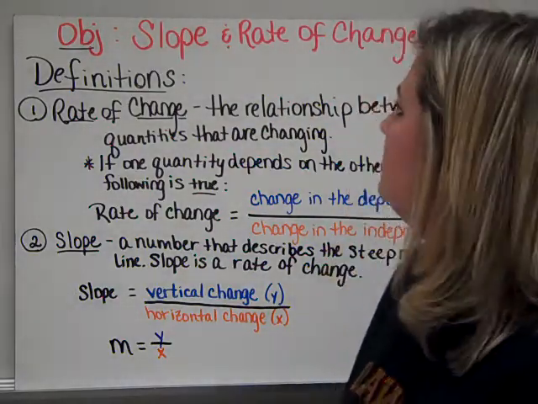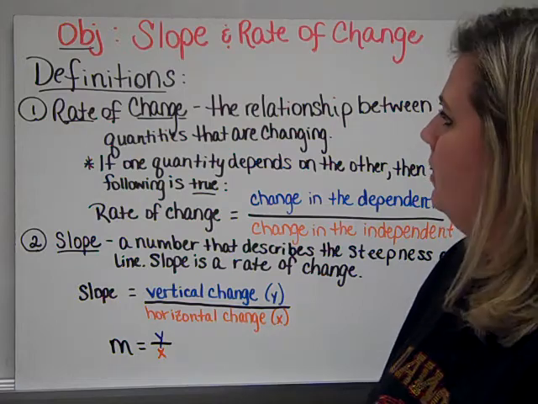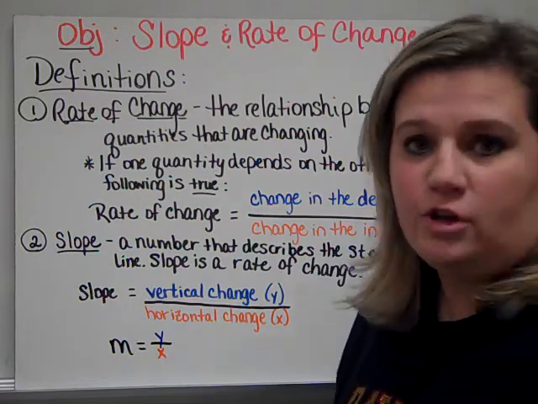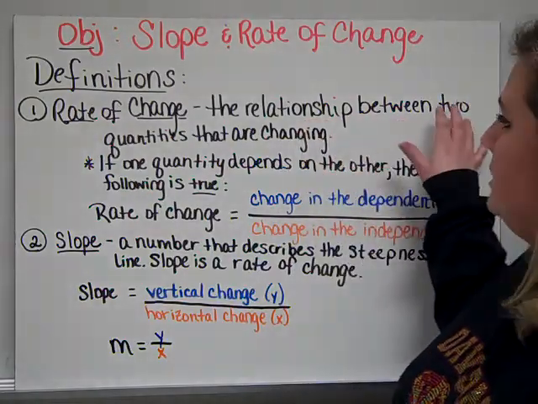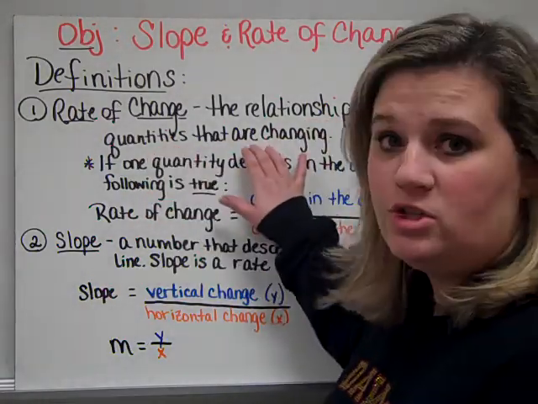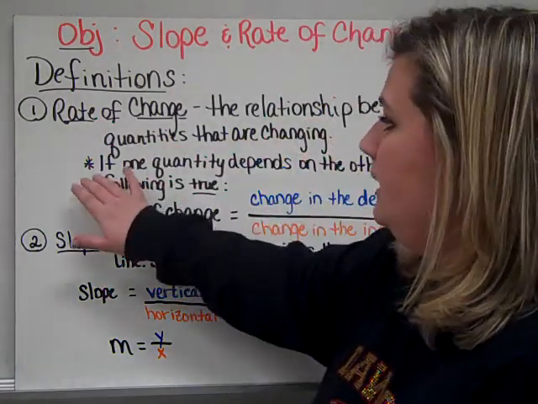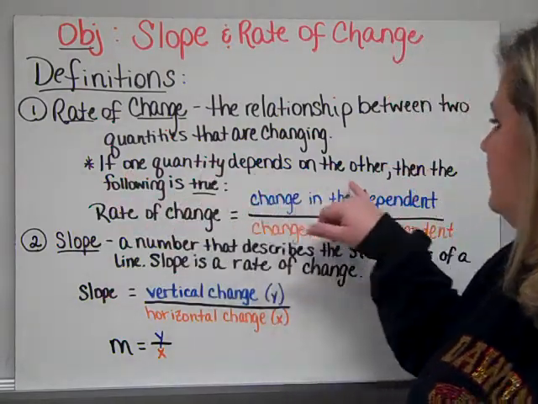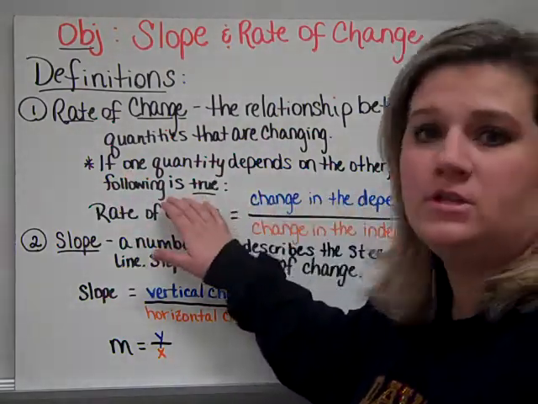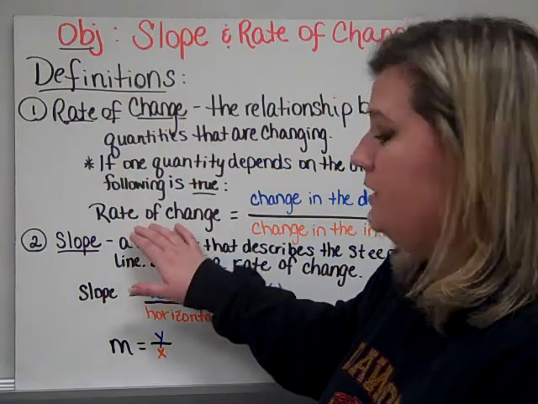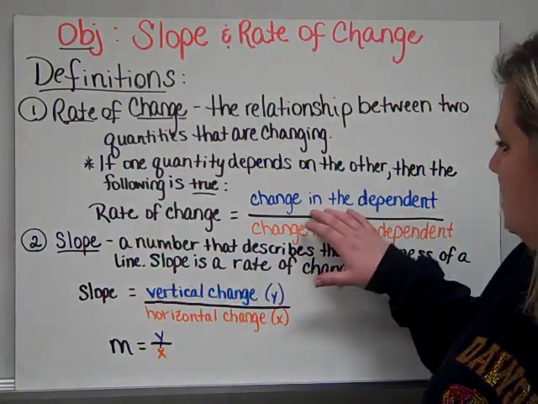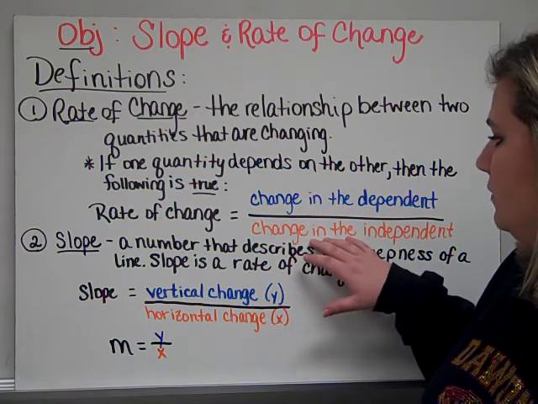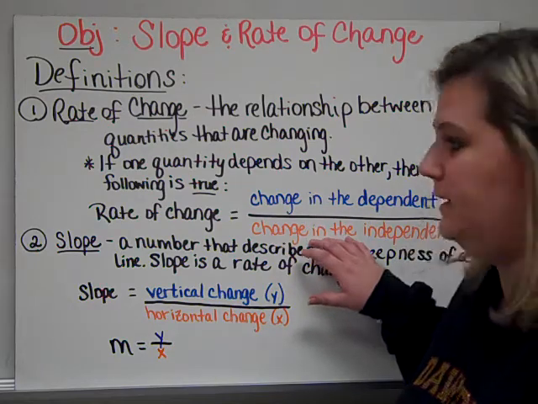Today's objective: slope and rate of change. Let's go over some definitions first. Rate of change is the relationship between two quantities that are changing. If one quantity depends on the other, then the following is true. That means that the rate of change is equal to this particular relationship: the change in the dependent over the change in the independent.